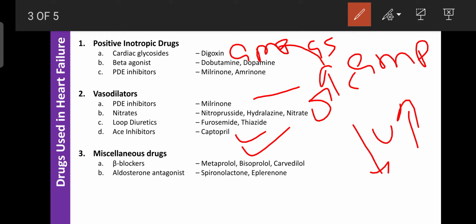Okay, so these drugs block the beta activity. Due to that, they can decrease the blood pressure. Due to acting on the beta 1 receptor, they decrease the blood pressure. By decreasing the blood pressure, they once again decrease the afterload and preload.